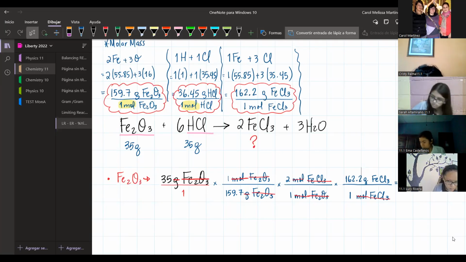Okay. We did the first reactant, but we need to compare with the second reactant. So the next step is we're going to do the same procedure, gram to gram, but this time with the second reactant, that is hydrochloric acid. So the information for hydrochloric acid, they are giving us 35 grams. So we start with the given, 35 grams of hydrochloric acid.